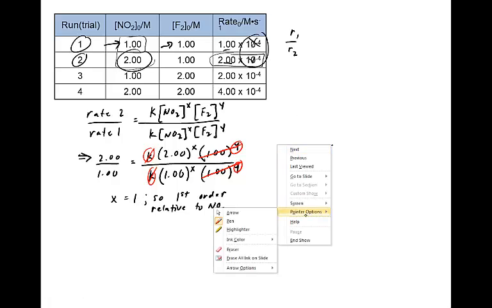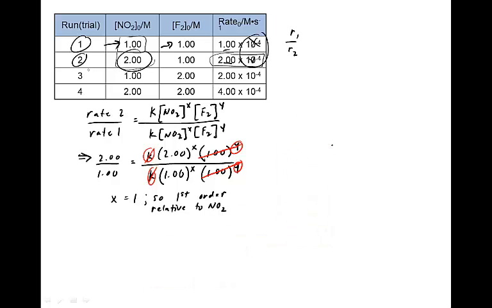Okay, and then keeping the ink the same color as before, I'm going to do trial 3 over 1. So I'm going to use these numbers here. Okay, so instead of writing rate, I'm going to just put R. So R, I made a mistake, R3 over R1.